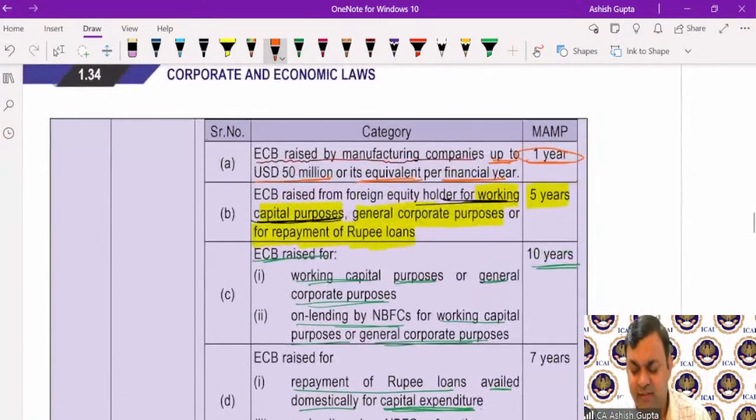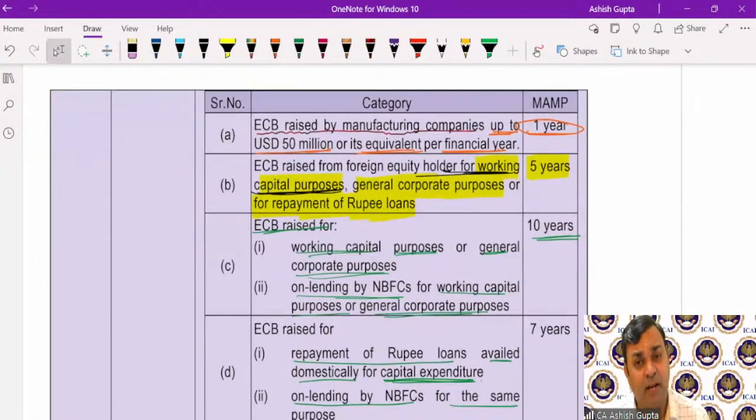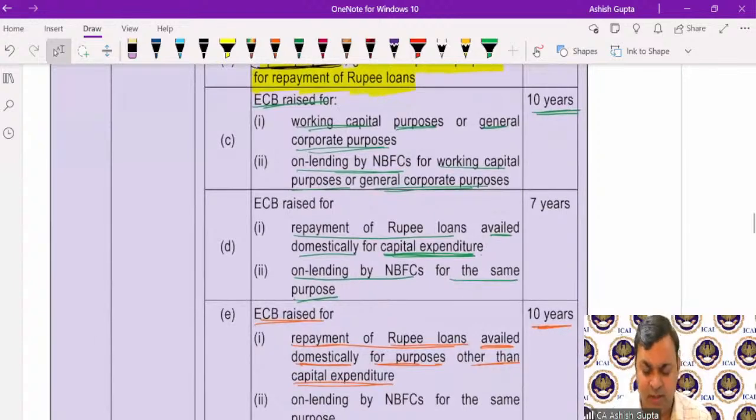So this is the minimum average maturity period. First, 1 year for a manufacturing company; for working capital purpose by a foreign equity holder, 5 years. For ECB raised for working capital purpose or general corporate purpose, 10 years. On lending by NBFC, 10 years. ECB raised for repayment of rupee loan availed domestically for capital expenditure, or lending by NBFC for the same purpose, 7 years.